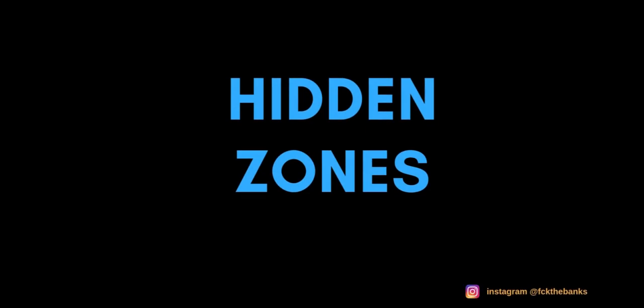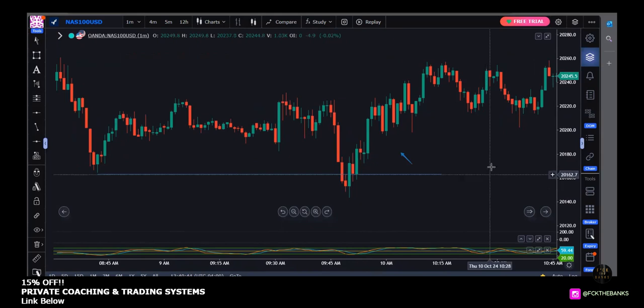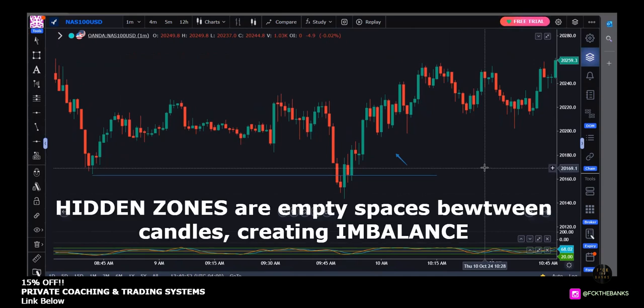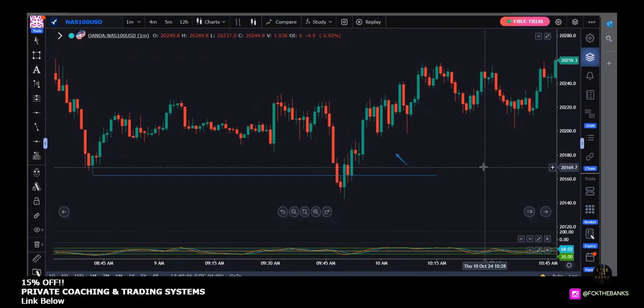Okay, guys. So now that we saw an example of a supply and demand, now I want to show you what is a hidden zone. Okay, a hidden zone is not necessarily like a support resistance or even a candlestick, but it's a space in between candlesticks. Okay, guys. So yeah, it could also be known as an imbalance.